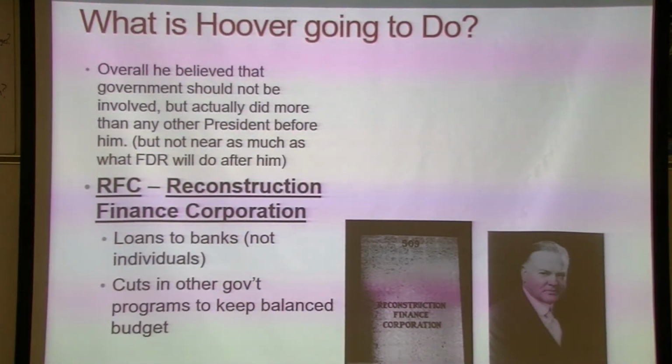One of his programs, this is not part of the alphabet soup, but it'll be kind of like an example, is the Reconstruction Finance Corporation, and he was doing loans to banks and trying to help them. A major problem though that Hoover had is he was trying to keep a balanced budget.